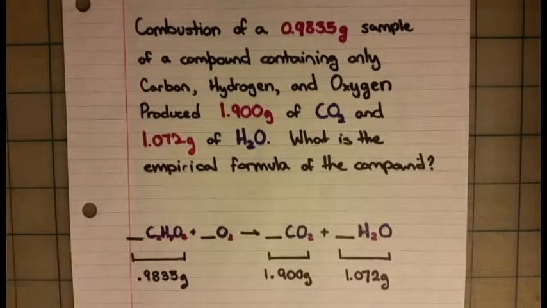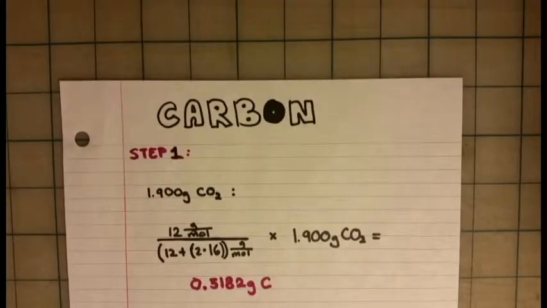Since it is a combustion equation, we can know the following. The compound has to react with the oxygen in order to produce carbon dioxide and water. The first step is to figure out how many grams of carbon there are in the carbon dioxide. We know the amount of carbon dioxide, so we must multiply by the ratio of the molecular weight of carbon over the molecular weight of the total compound.